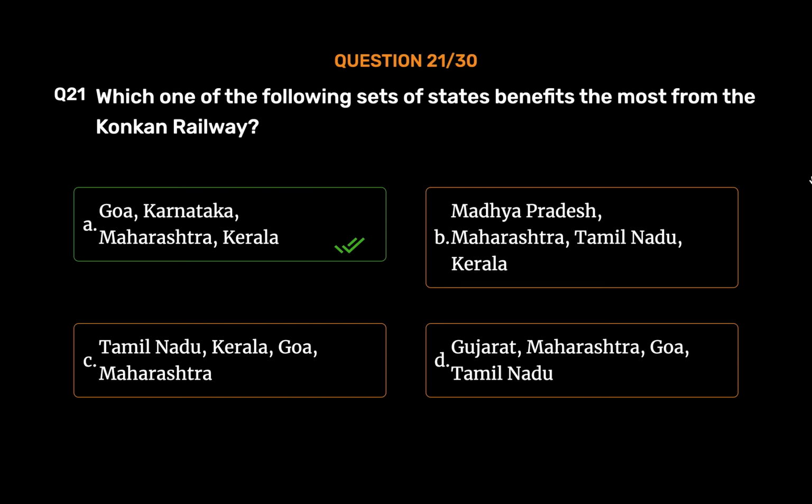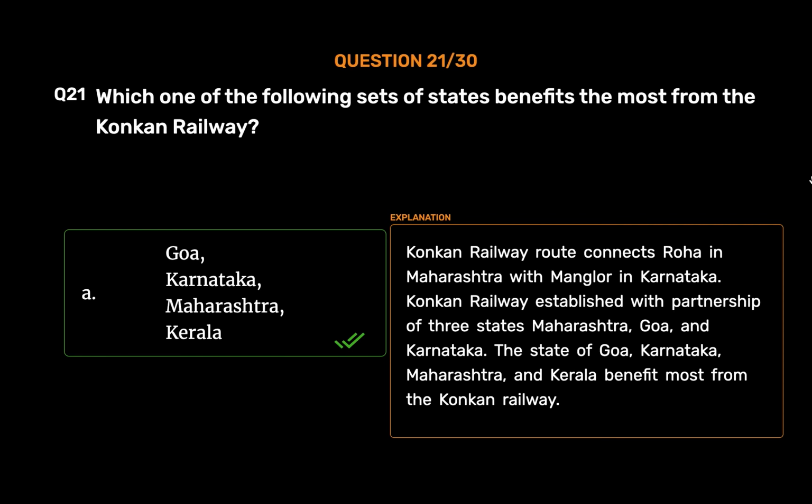Goa, Karnataka, Maharashtra, Kerala. Konkan Railway route connects Rohai in Maharashtra with Mangalore in Karnataka. Konkan Railway was established with the partnership of three states: Maharashtra, Goa, and Karnataka. The states of Goa, Karnataka, Maharashtra, and Kerala benefit most from the Konkan Railway.